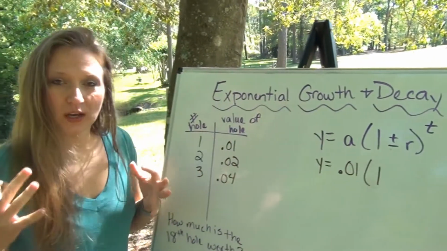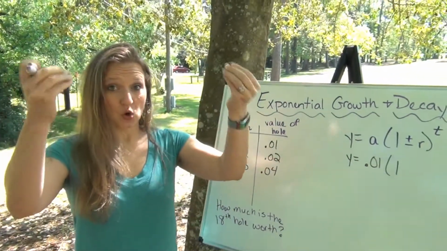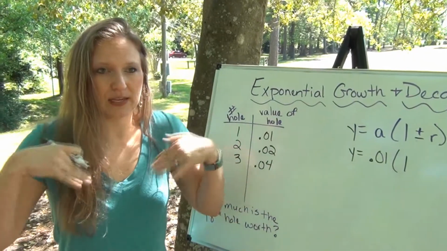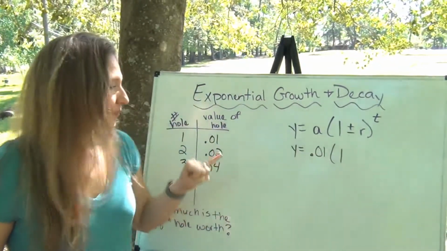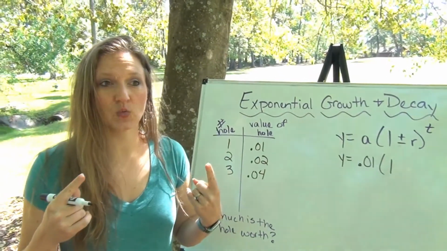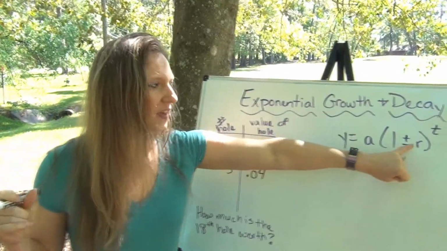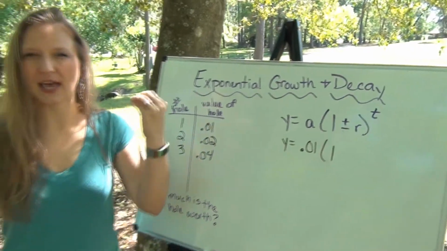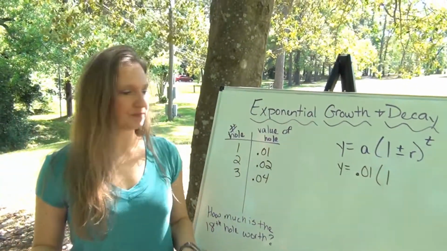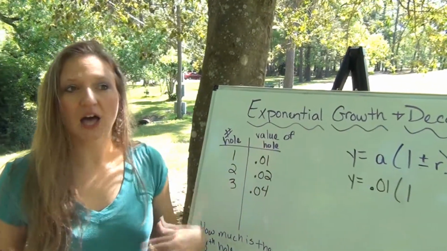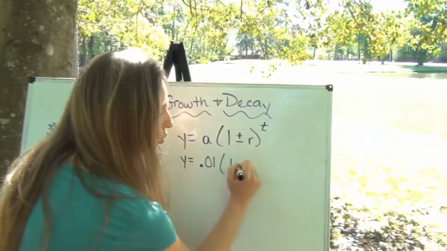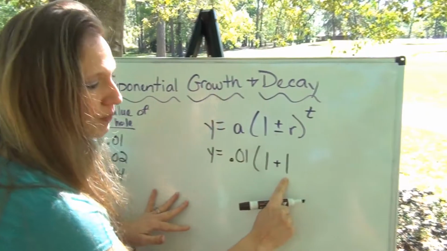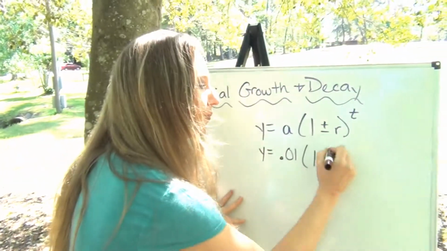1 is going to be, we're either going to do 1 plus if it's growth or 1 minus if it's decay, meaning it's going down. The R is always going to be our rate. Since it is doubling, it is growing at a rate of 100%. Think of your rate as a percent. What's the percent growth or the percent decay? Since it is doubling, that's 100% growth each time because it's doubling. So I'm going to do 1 plus 1 representing 100% growth.